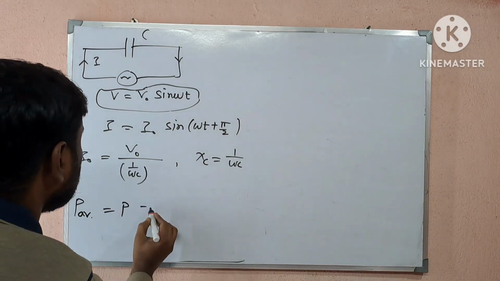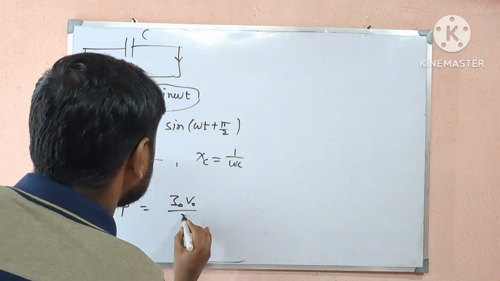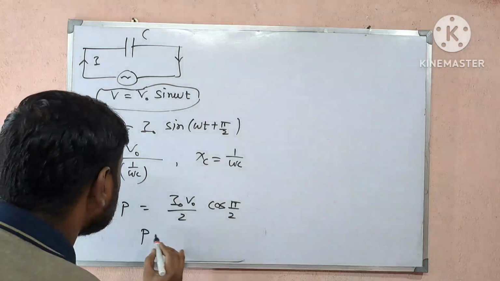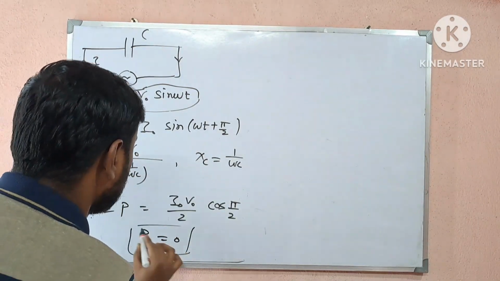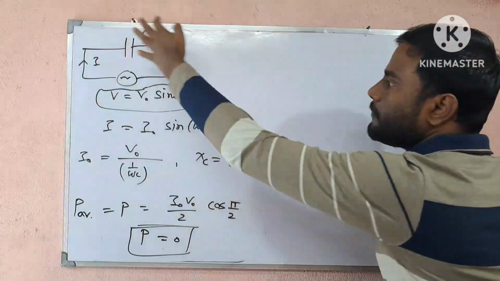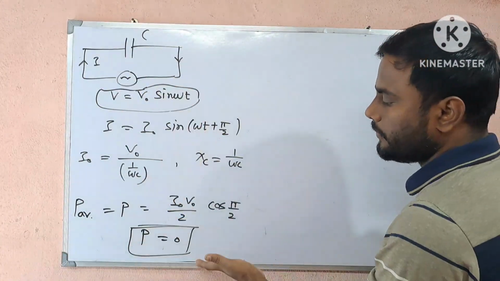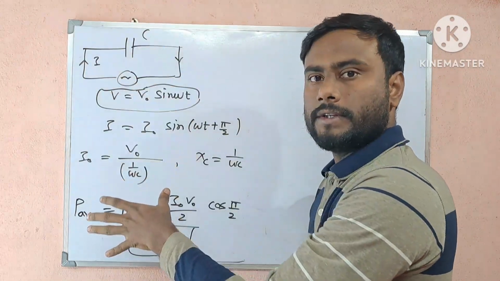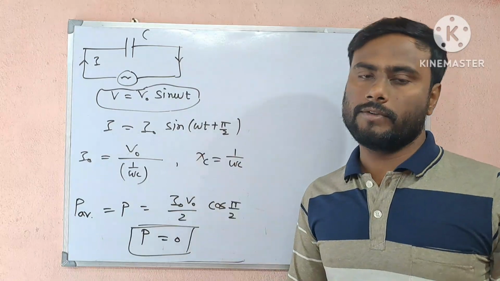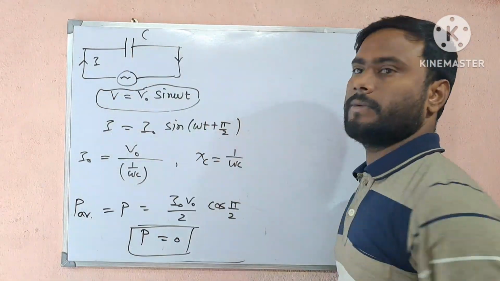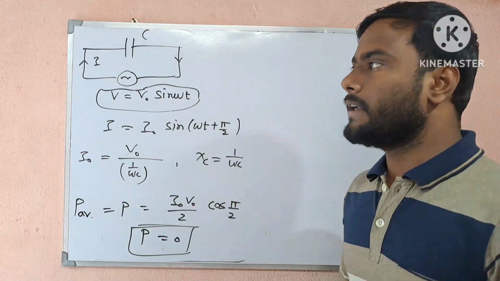So what will be the power dissipated in this circuit? P average will be I naught V naught by 2 into cos pi by 2. Here cos pi by 2 is equal to 0. So the power dissipated in this circuit is equal to 0. Though current is present in the circuit, the power dissipated is equal to 0. That is why this type of current which flows in a pure capacitive circuit is known as wattless current.